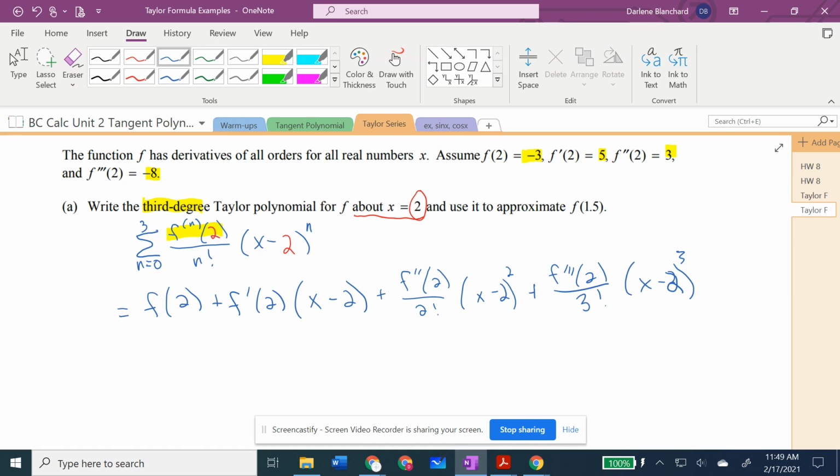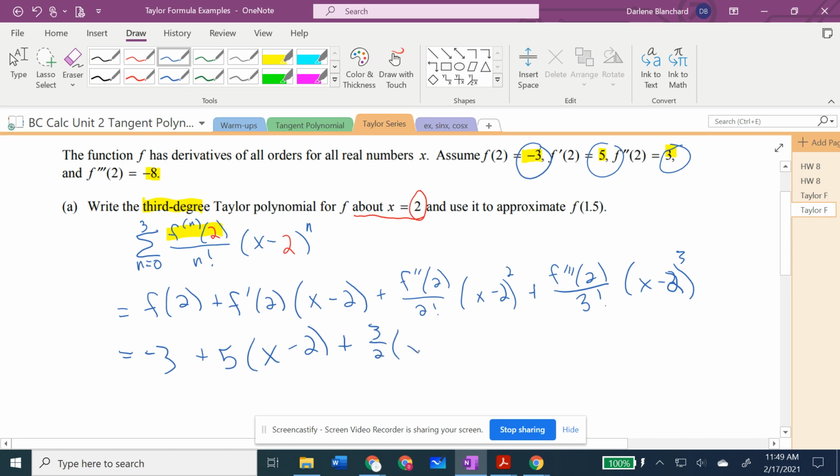And now it's just an issue of substitution. F of 2 is negative 3. The first derivative is 5. The second derivative is 3, and 2 factorial is 2, so I'm just going to write 2. And then the third derivative is negative 8.